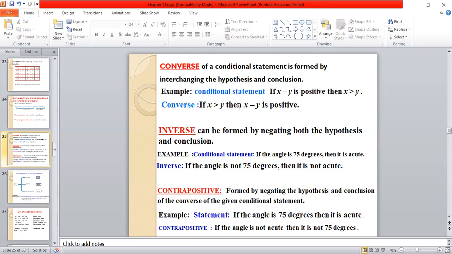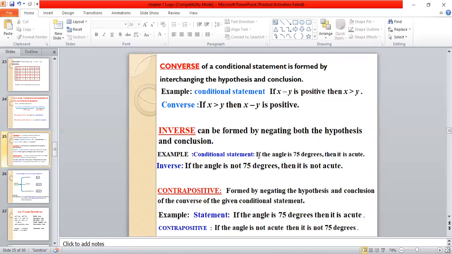If x is greater than y, then x minus y is positive, which is the converse of this statement. And the inverse can be formed by negating both the hypothesis and the conclusion, as they are seated in a conditional statement. We do not change the position of the hypothesis and the conclusion, but we negate them, or we apply not on the conditional statement.